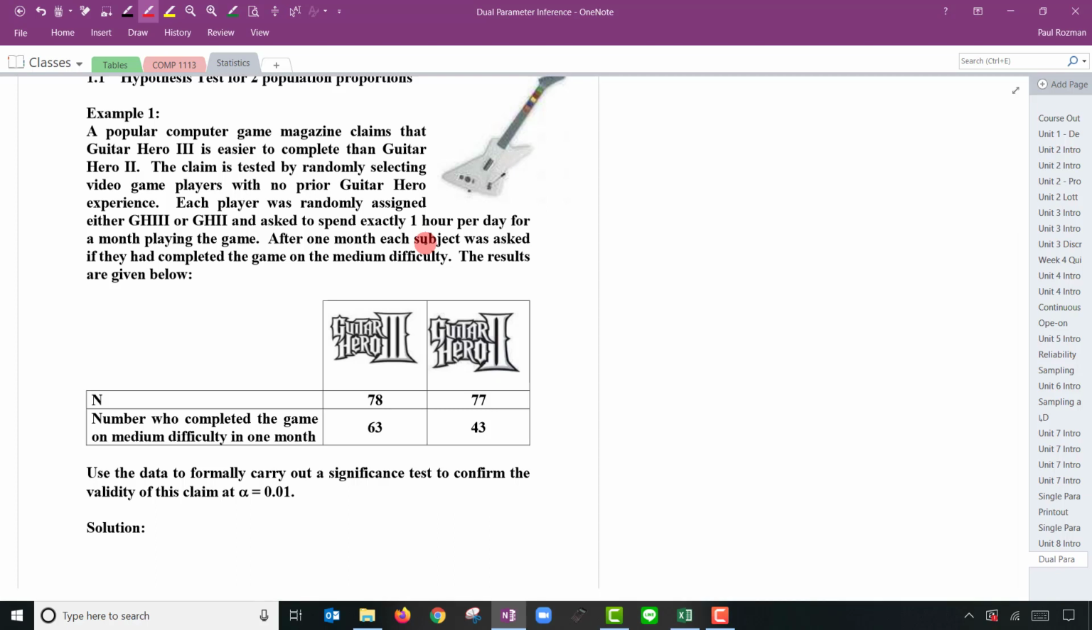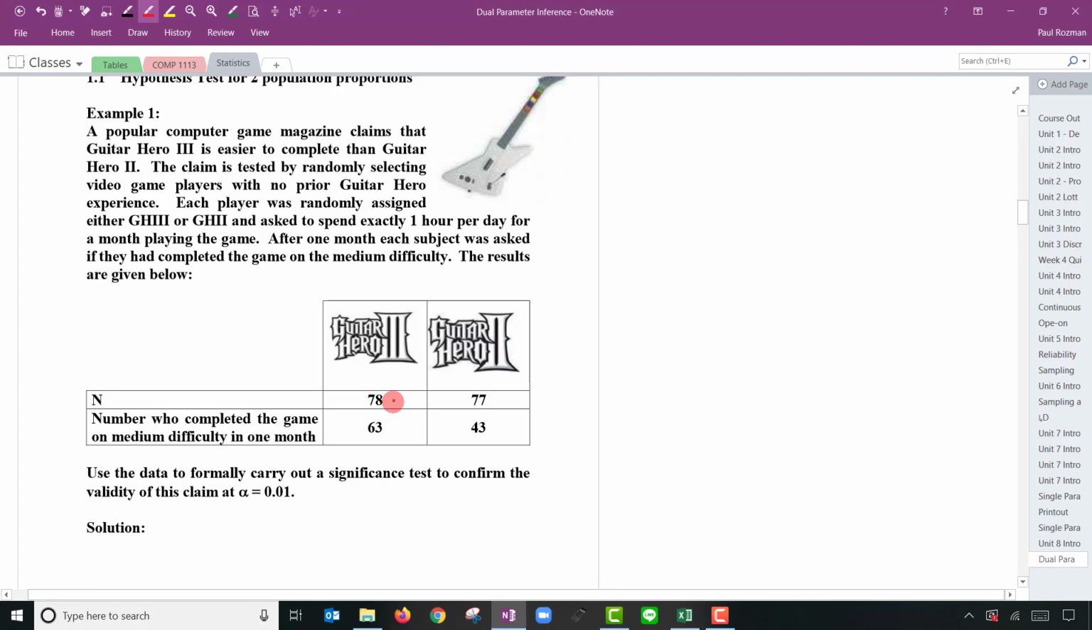This might not be the best way to evaluate this, but let's accept that that's a fair way of saying that one is easier than the other. If more people can complete Guitar Hero 3 on medium than Guitar Hero 2, then maybe Guitar Hero 3 is easier than Guitar Hero 2.